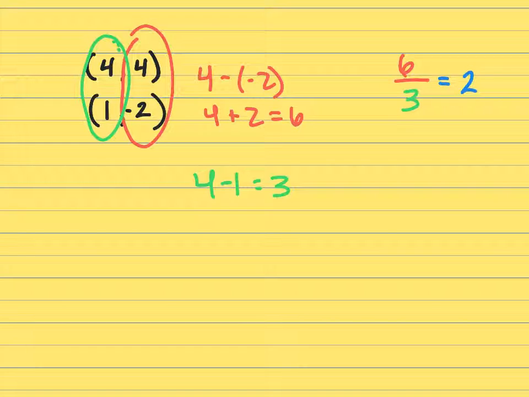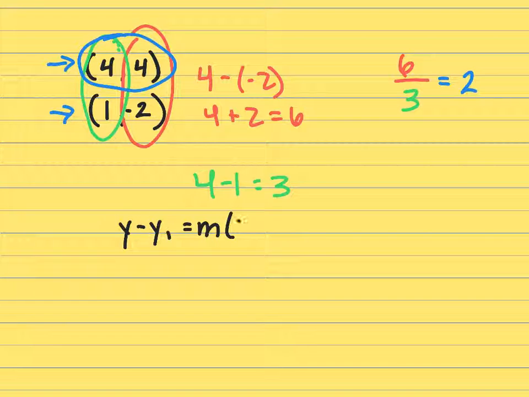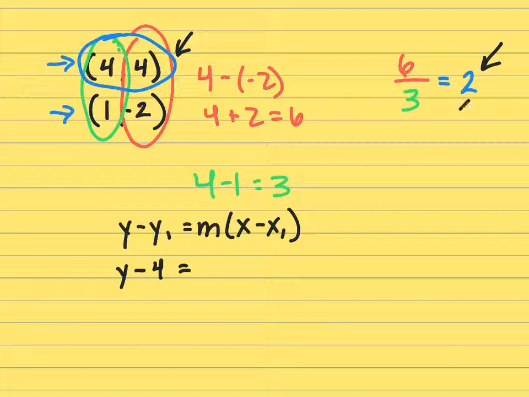Alright, now that I know the slope, I can choose either one of these points that I want to use for point slope. And I like the positive numbers better, so I'm going to choose 4, 4. And then I would use the point slope equation, y minus y1 equals m times x minus x1. And I will plug in the values from 4, 4, and I'll plug in this slope here. So it will look like y minus y1, which is 4. And then our slope, 2 times x minus x1 is also 4.